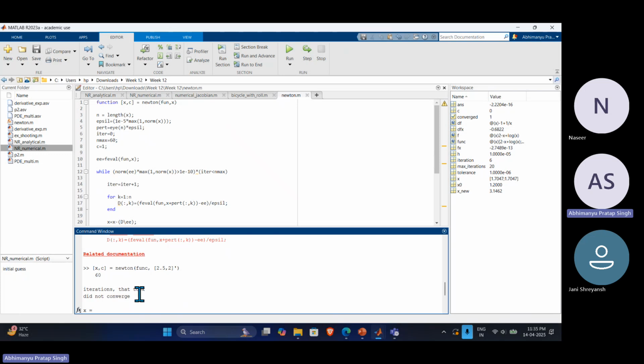Yeah, so it did not converge. I don't think this problem is solvable. Yeah, it's not converging. We will just look at a simple function.